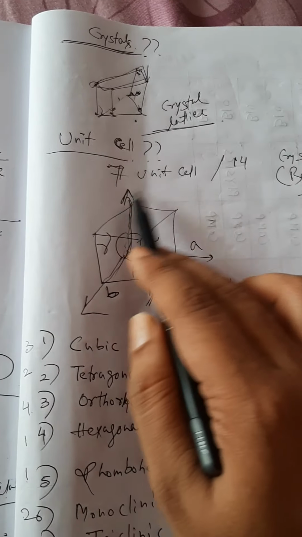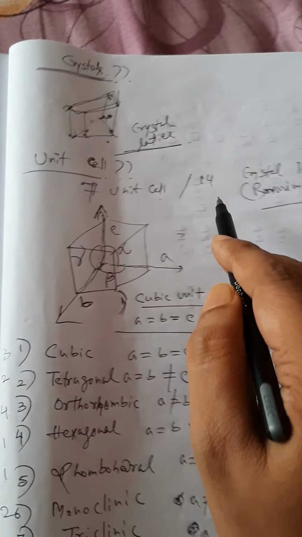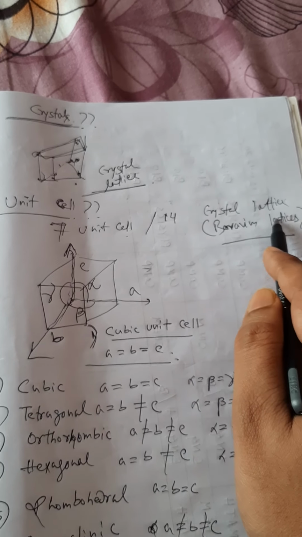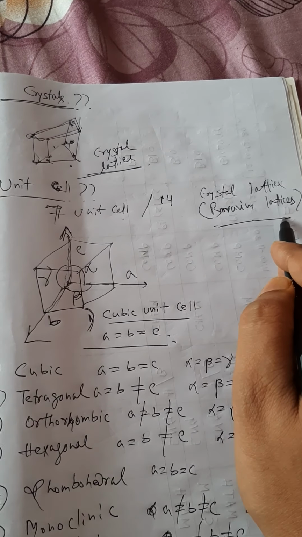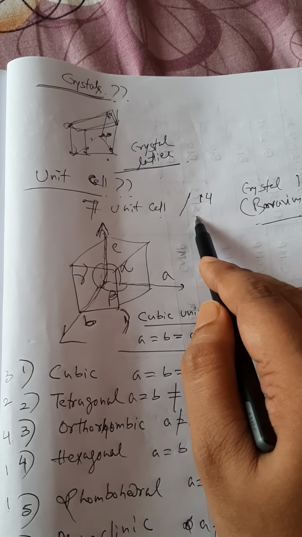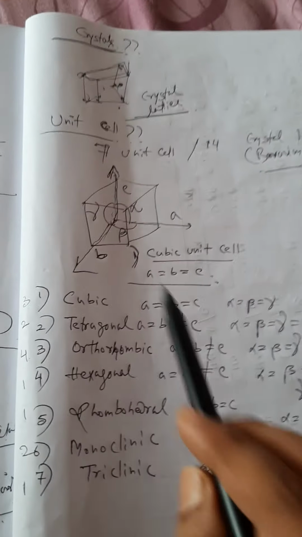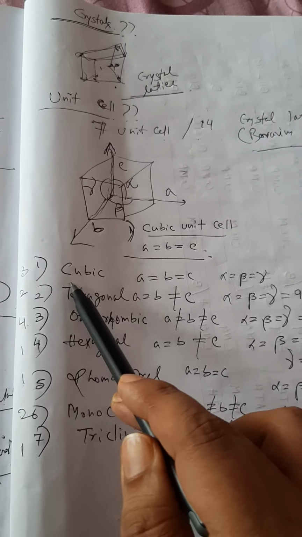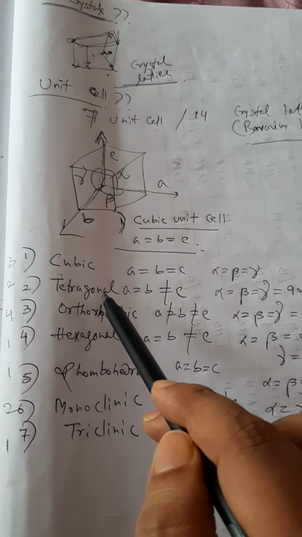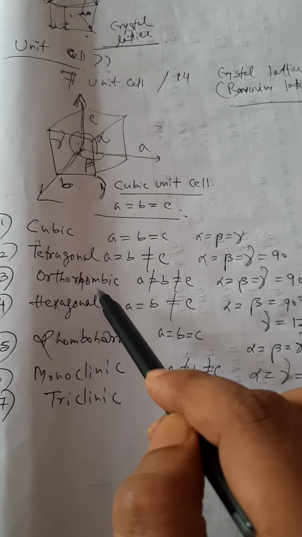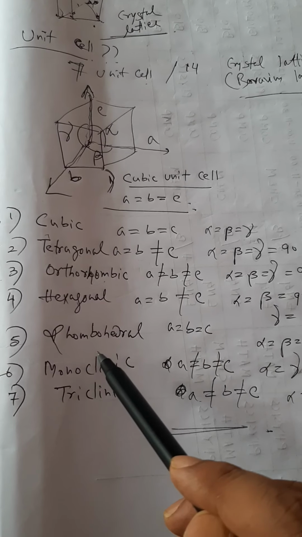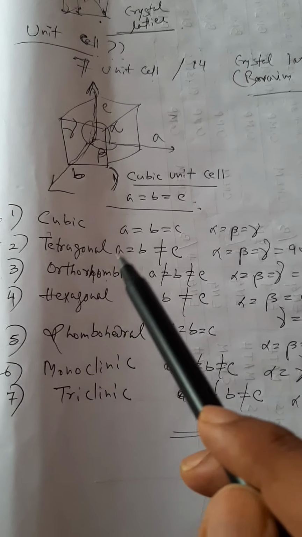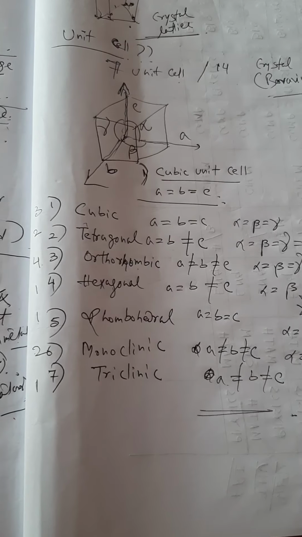There are 7 crystal systems and 14 lattices, which are also called Bravais lattices. So 7 unit cells are there. First one is cubic, then tetragonal, orthorhombic, hexagonal, rhombohedral, monoclinic, and triclinic. 7 unit cells are there.